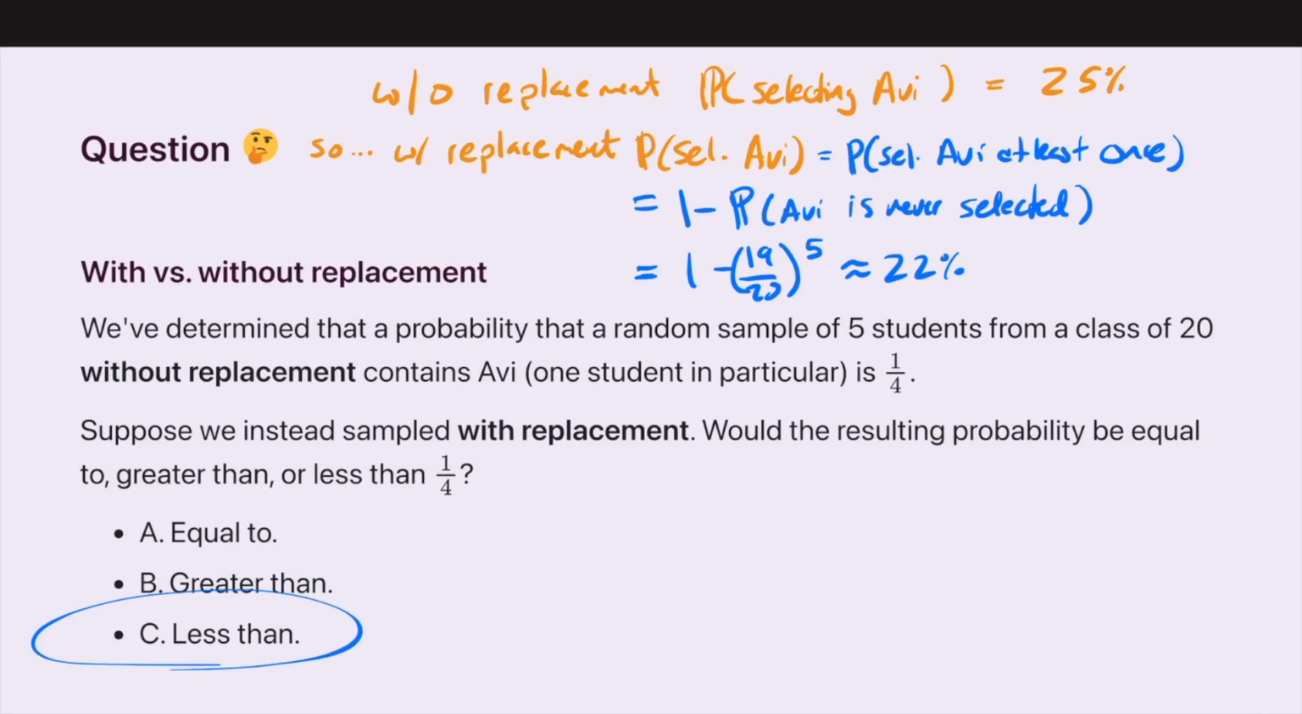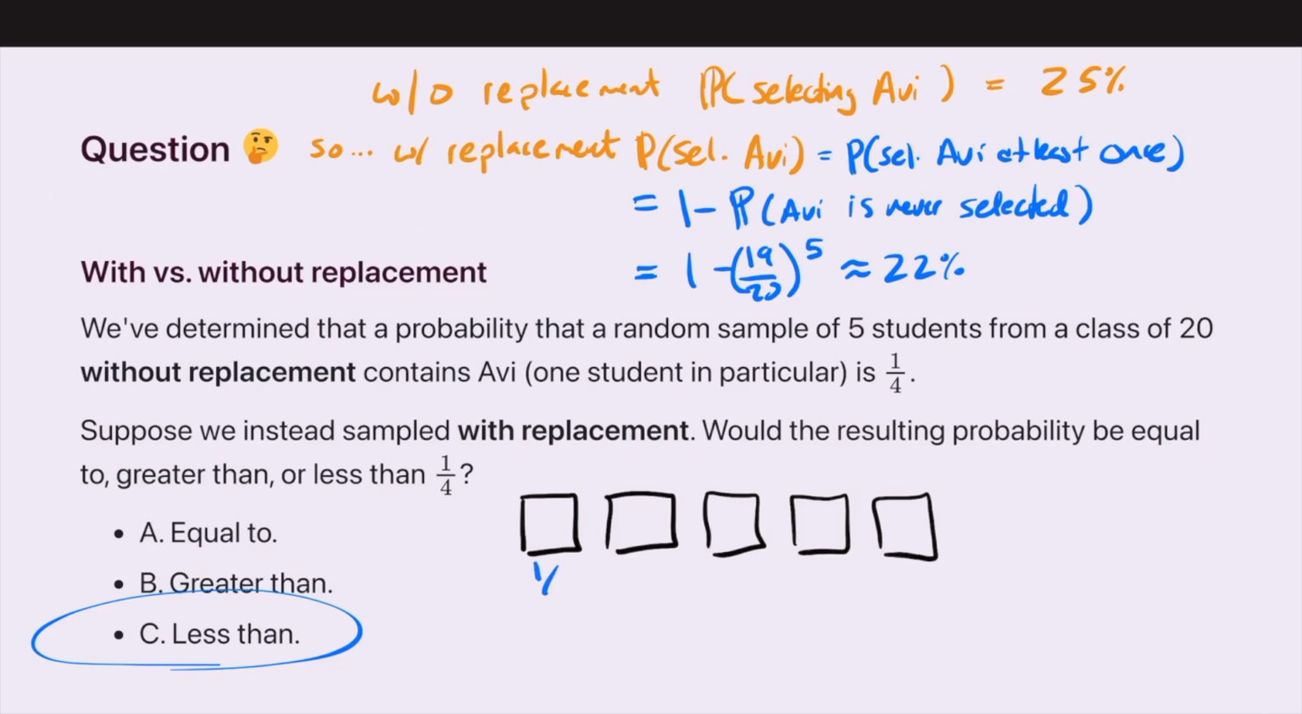So the answer here would be less than. And intuitively, why that makes sense is, without replacement, we can think about it. Let's draw these 5 trials. So without replacement, we pick a student, and then we pick another student. The first time we pick a student, we have a 1 in 20 chance of it being Avi. The second time, if we don't pick Avi, we have a 1 in 19, and then a 1 in 18, and then a 1 in 17, and then a 1 in 16.